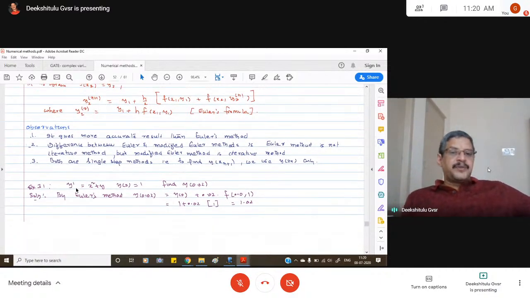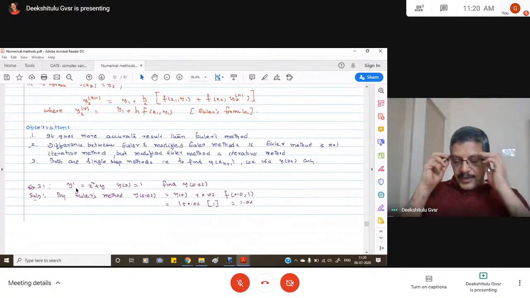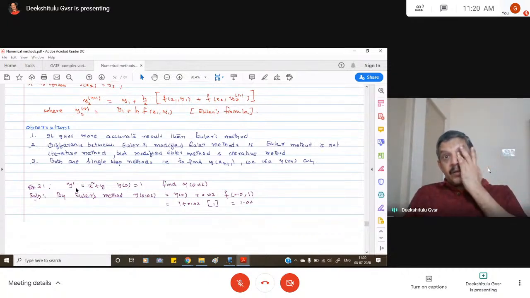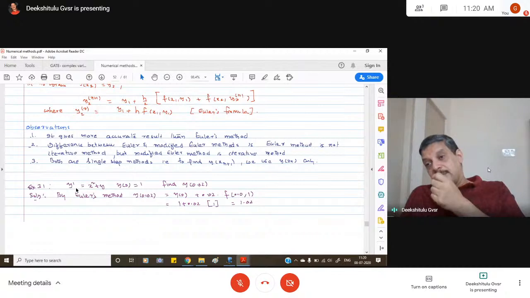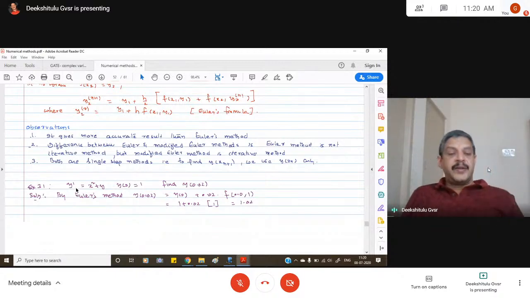So what are the important observations in this modified Euler's method? It gives more accurate results than Euler's method. Obviously, because in Euler's method there is no refinement. In modified Euler's method, whatever value you have got in Euler's method is considered as the initial approximation, and that is improved repeatedly till we reach the required accuracy.